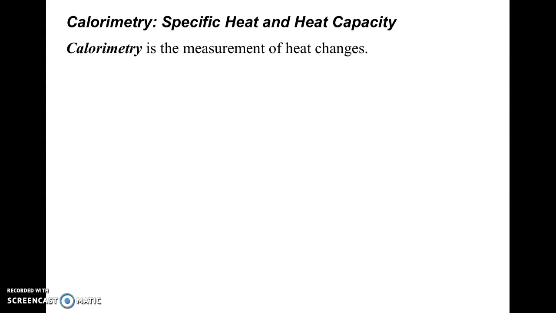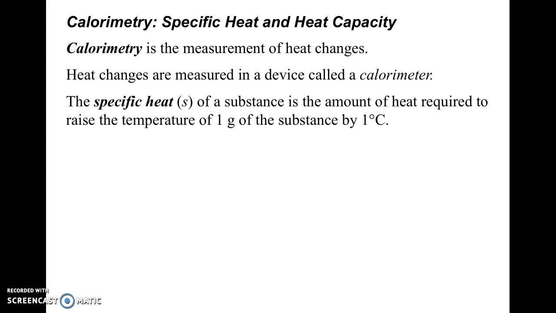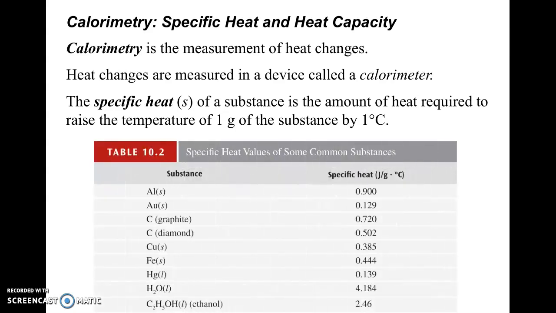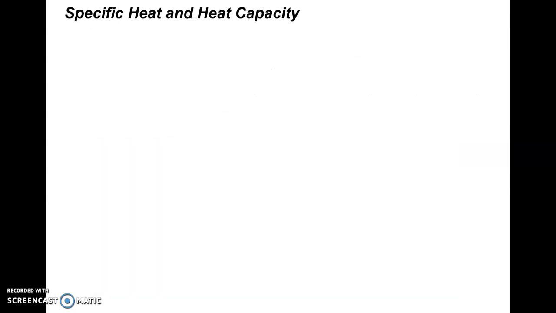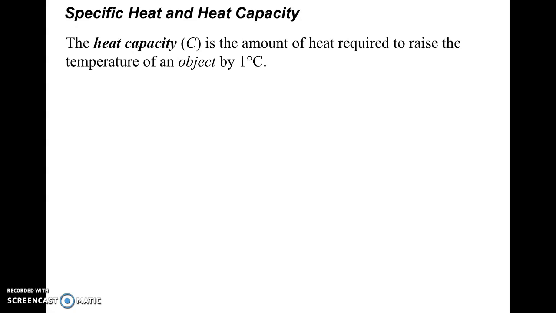We actually measure this heat change using a calorimeter, or that study is called calorimetry. And so the device is a calorimeter, and we have some other quantities we talk about. There is specific heat, which is that amount of heat required to raise 1 gram of a substance by 1 degree C. This has been tabulated for a lot of things. And we've also talked about heat capacity, and this is the amount of heat to raise the temperature of an object by 1 degree C.